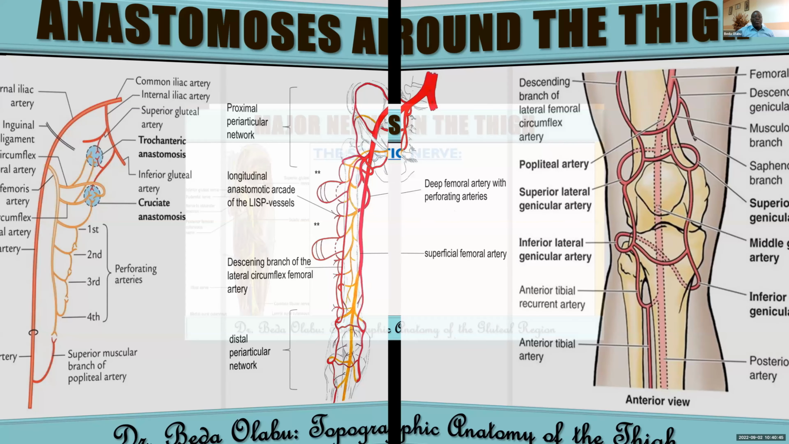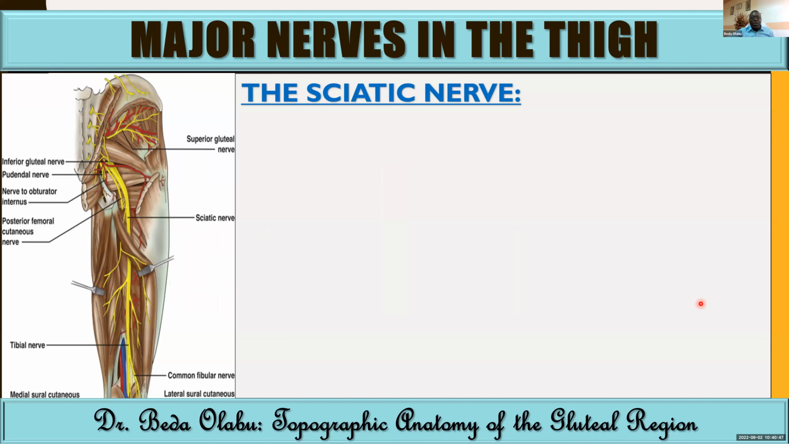Great. So those are the major vessels. I'll now talk about the major nerves of the thigh, even as we near the finishing line. I'll start with the sciatic nerve. Remember, the topographic anatomy that we expect to highlight when we talk about a nerve still remains. So where does the sciatic nerve begin?